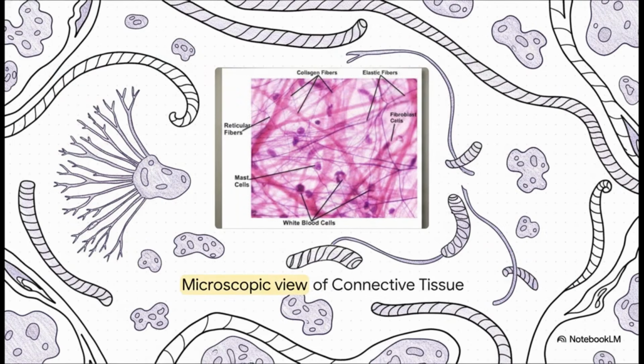And here is what all those different cells actually look like when they're crammed together under a microscope. Notice they aren't just floating around in empty space. They're suspended in a matrix made up of flexible collagen fibers offering tensile strength, stretchy elastic fibers that literally snap back to their normal size, and delicate reticular fibers forming structural frameworks in organs like the spleen.